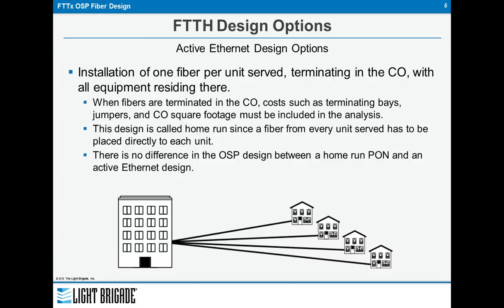Things to be considered when deciding whether a home run is appropriate: the cost of and space requirement for the terminations for all the fibers, jumpers that are going to carry over from your transmitter to each individual patch panel, as well as the rack space, square footage of floor space, and all the power requirements. And again, there is no difference between the outside plant design in a home run passive optical network and an active Ethernet design. It's identical in the outside plant.